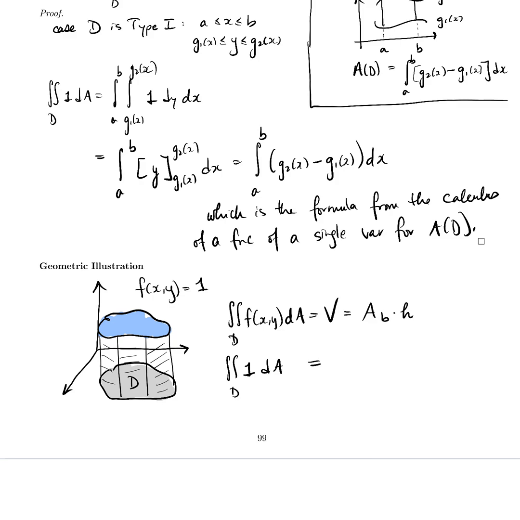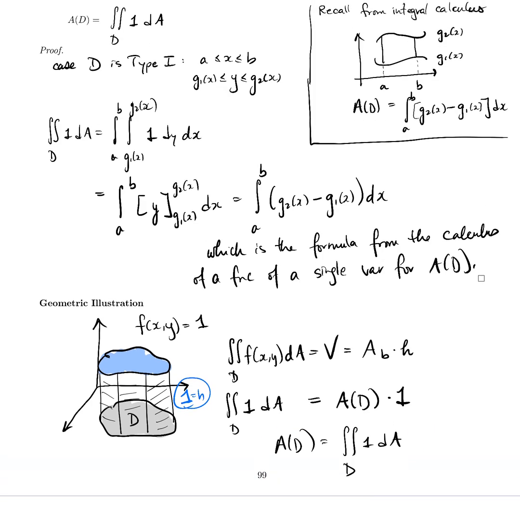Well, the area of the base is the area of D. And the height is that function value, which is a height of 1. That's the height of that prism. And so we get that the area of D is indeed the double integral over D of 1 dA, even though it's a volume, it's numerically equivalent to area because you're multiplying the area by 1 to get the volume. So there's a geometric illustration of why this formula works.